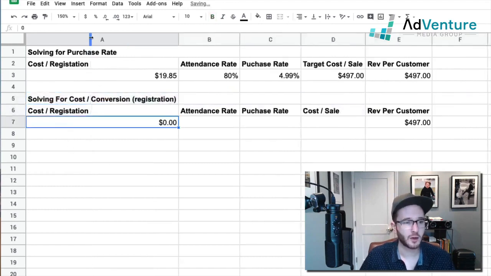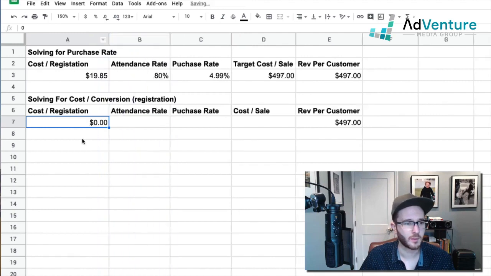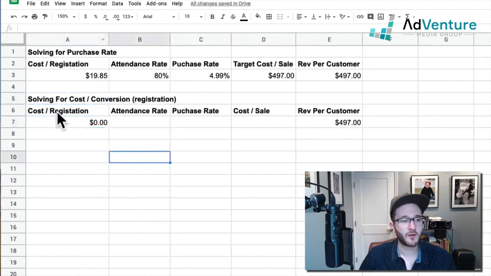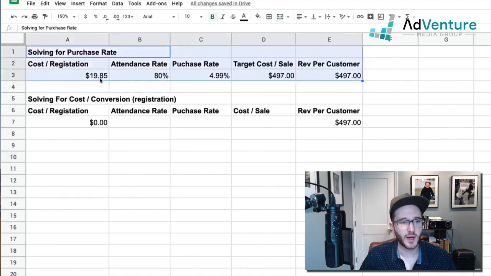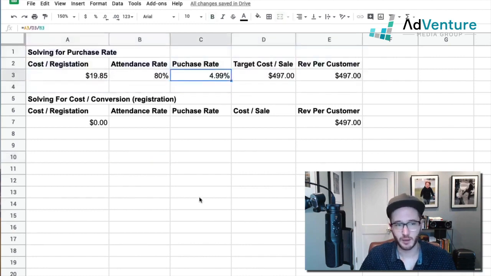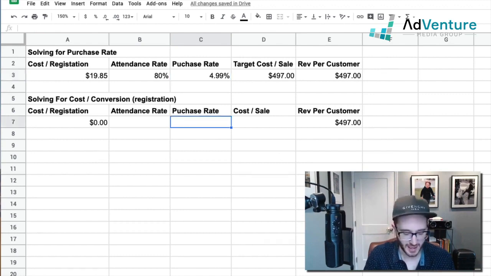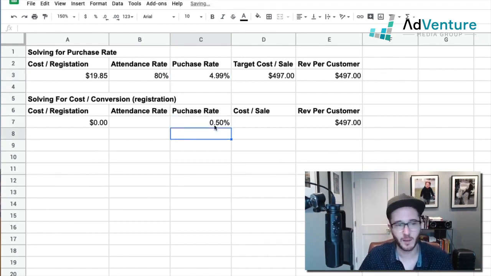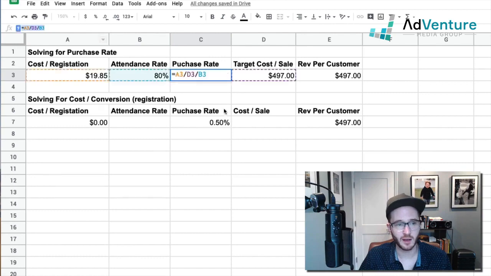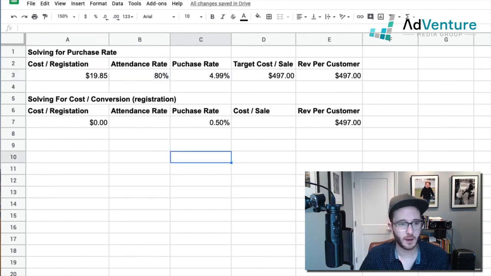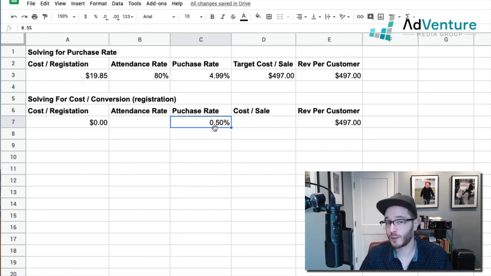So say I know, like in the first formula up here, what we were trying to do was figure out what my purchase rate had to be. But let's say I have a target purchase rate. I sort of know realistically we're going to get like 0.5%. Let's say I know that that's going to be my purchase rate. So I enter in my purchase rate. If you look up over here is a formula. We were solving for purchase rate. Over here, we're putting in a purchase rate that we think is realistic, or we put in actual data.